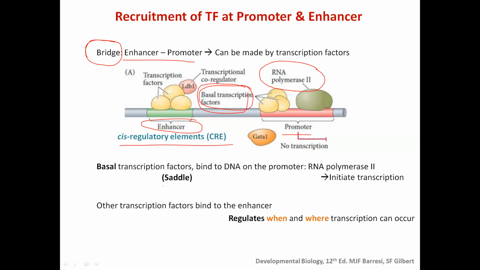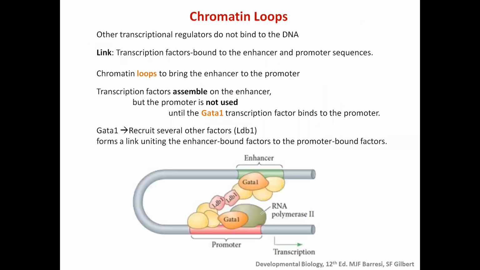That is also called the saddle. When RNA polymerase 2 binds, with the basal transcription factor already present there, it is able to initiate the transcription. Then there are the other transcription factors that bind at the enhancer sites, and they regulate when and where the transcription can occur. So this is how the loop is formed.